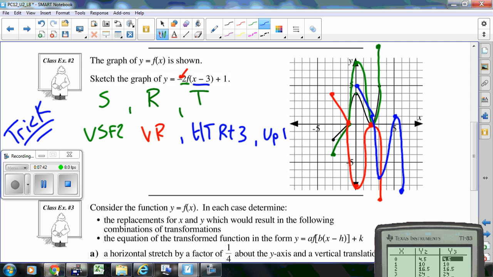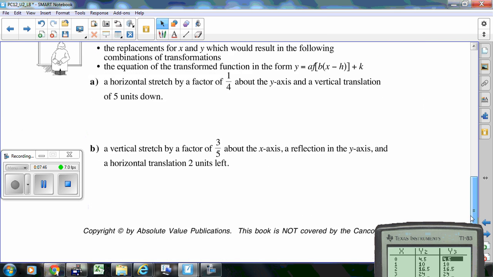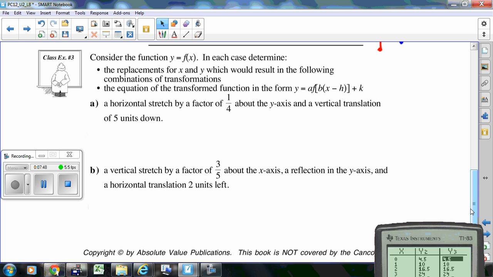So that should be my final position. Class example 3. What has happened? So we want to create this. This one, they're giving us the description, the vertical description. We need to create the equation.